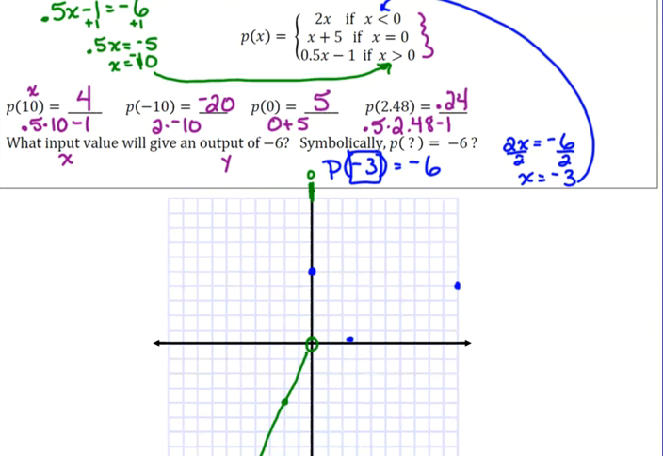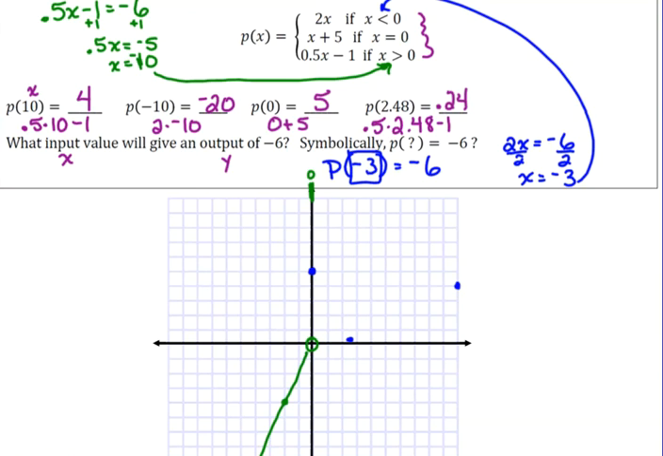Now, let's look at that middle piece. It says when x equals 0, the y value is x plus 5. So 0 plus 5 is 5. That is just that random point right there at 0, 5. That is all that middle piece tells us to do. When x equals 0, here's your y value. That's it. Nowhere else, just when x equals 0.